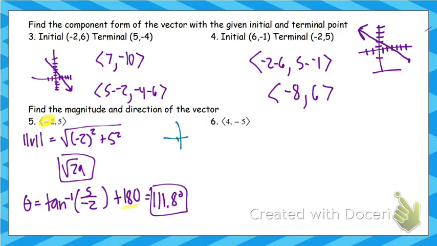If I go left 2 and up 5, okay, that angle doesn't look like it's a negative angle. It looks like it's about 110 degrees. It makes sense. My answer is reasonable.